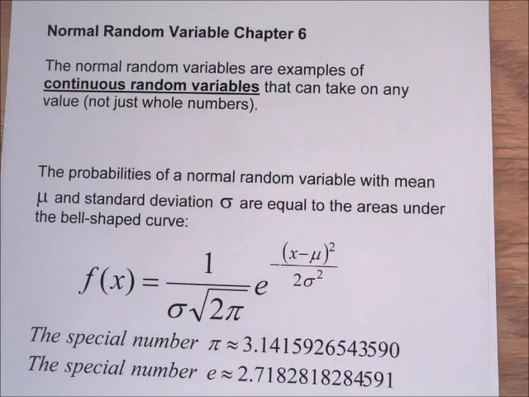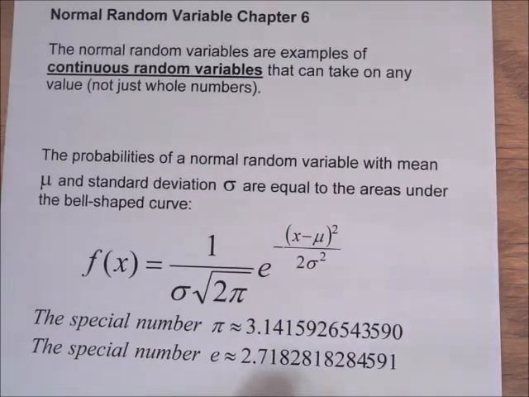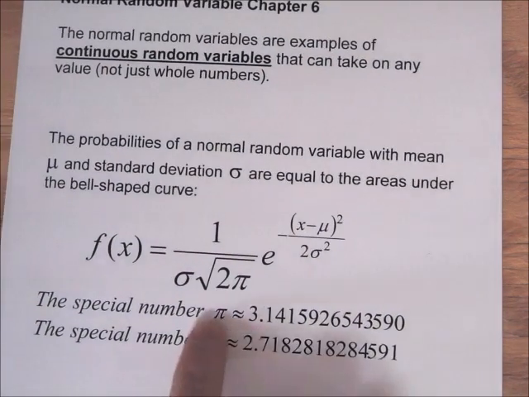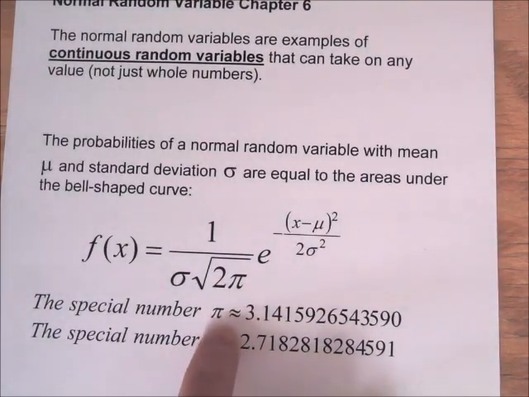The normal random variables are examples of continuous random variables that can take on any value, not just whole numbers. The probabilities of a normal random variable with mean mu, standard deviation sigma, are equal to the areas underneath this bell-shaped curve here. In this formula, you'll see the special number pi, approximately 3.14, and the special number e, approximately 2.718.